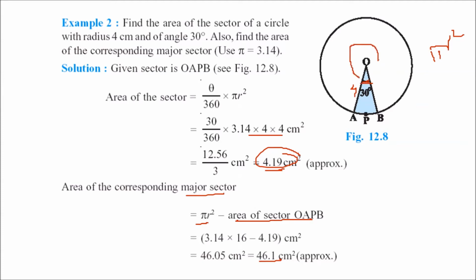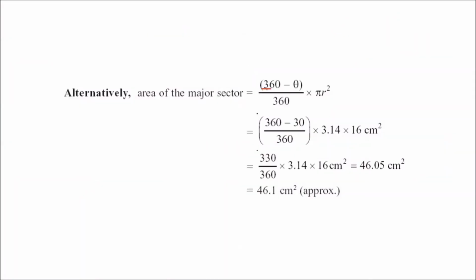One more thing, this is 30 degrees. So how much will this be? 360 minus 30. Why can't we use it directly here? Because this is of course theta. So we'll be using 360 minus theta by 360 into pi r square. This is going to give you the area of the major sector directly. 360 minus 30 by 360 into pi r square, r is 4, and we get 46.1 as in the previous case. So in both ways you can use it.